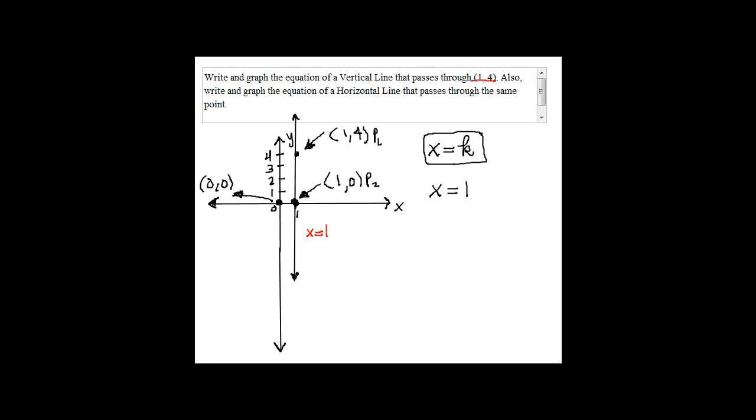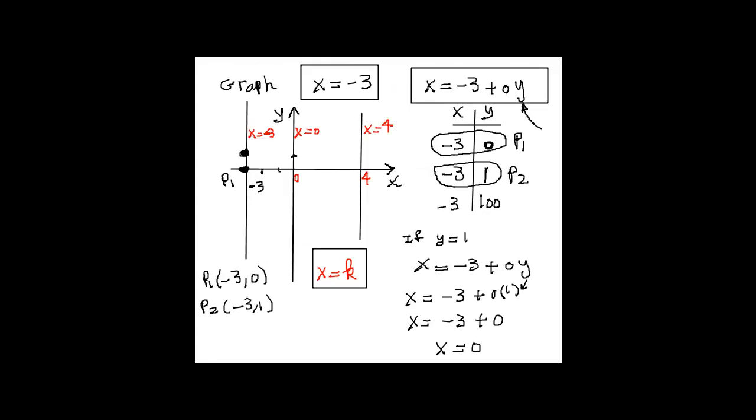Now, the horizontal line would be very similar to this, except, as you probably can guess, that would be where x is missing in your equation. So let's take a look at that as well.